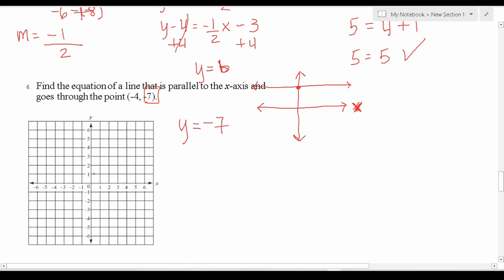So if I go to negative 7, which is down here, we can see that the line is going to look like that. And it goes through the point negative 4, 7. So here's negative 4 and then negative 7. That is on the line. So that's it. We've done this one. We simply had to recognize that we're dealing with a horizontal line, which is going to be of the form y equals b. And similarly, we just had to say to ourselves that b is going to be negative 7, which is just the y value in the ordered pair. Okay, so that's all you have to do for those.